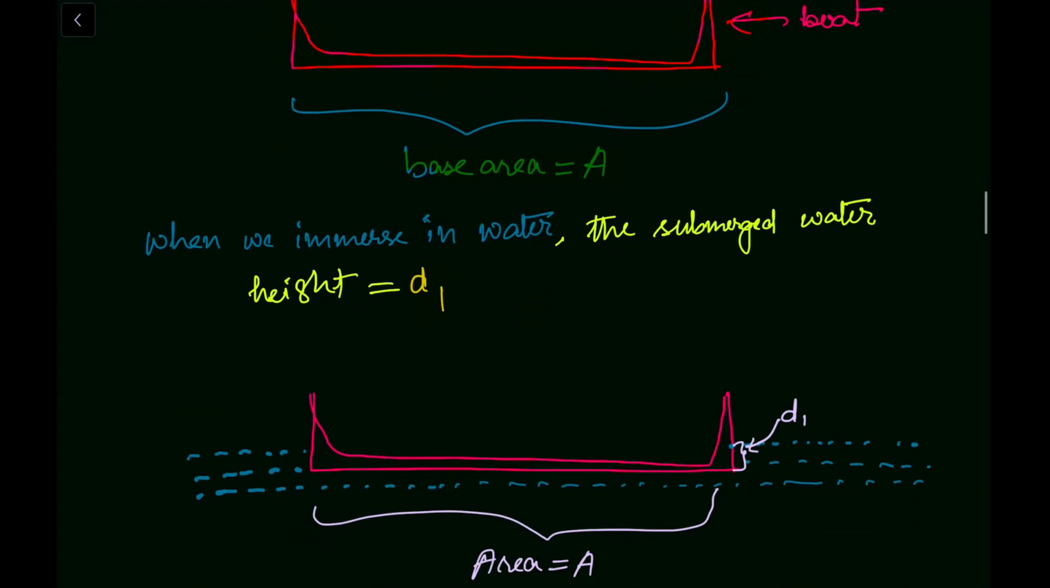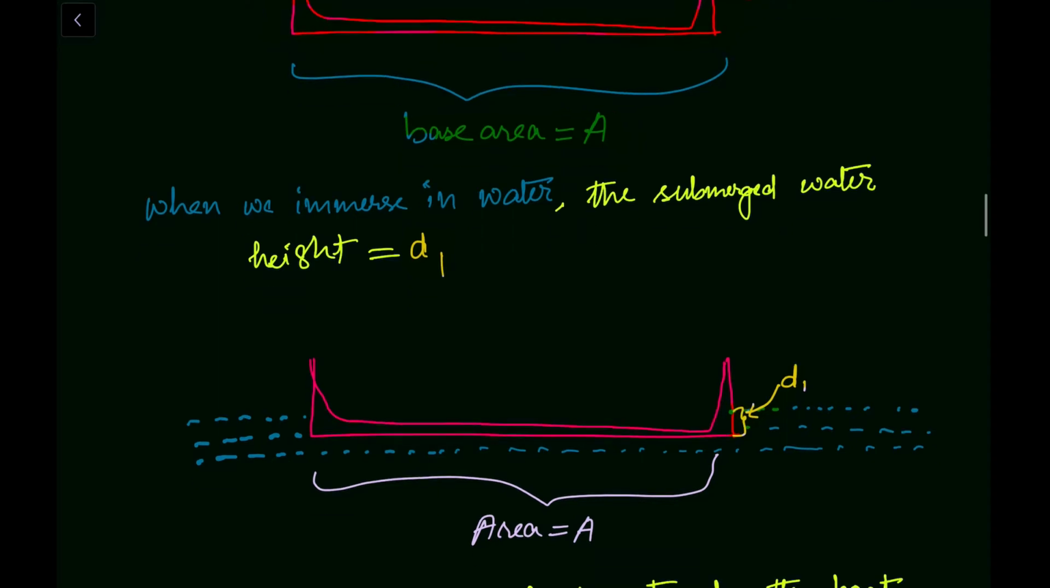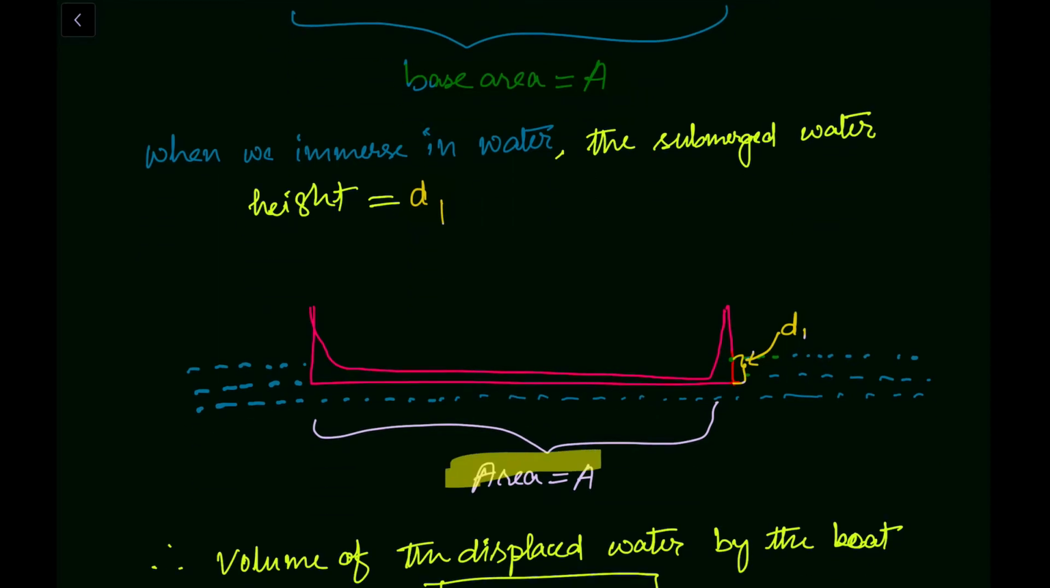So what is the D1? Let me show you here. This is the D1. From here to here, this height is D1. I hope you understand this much. Now the base area we have already assumed, because it is the same boat, is capital A.